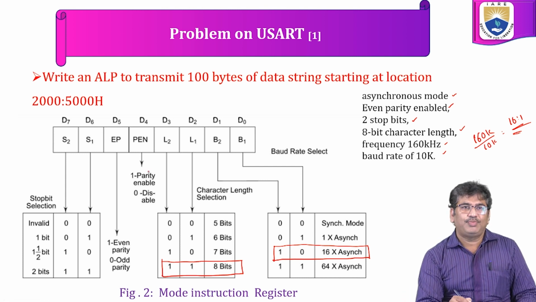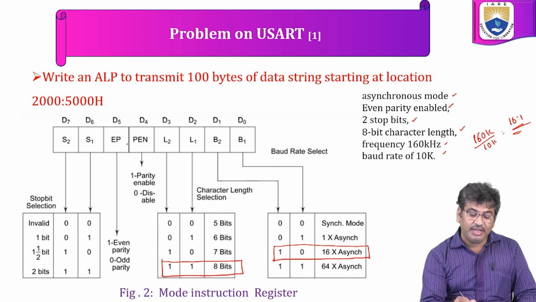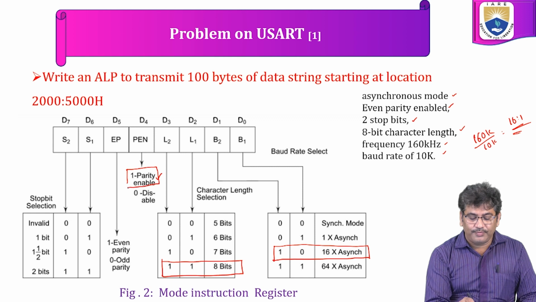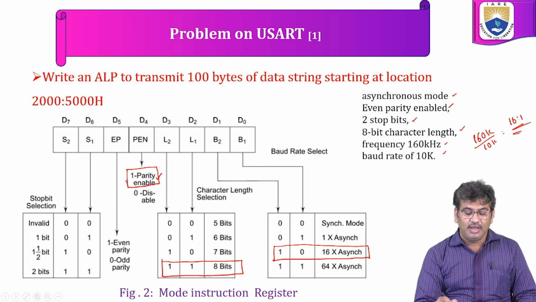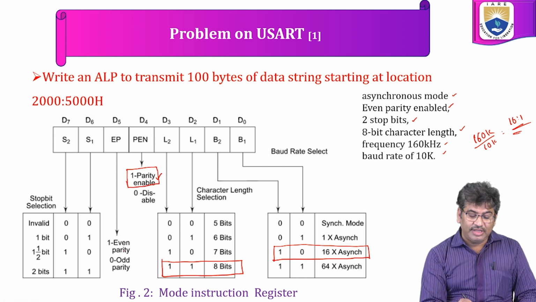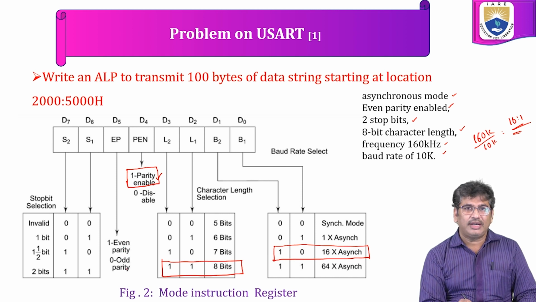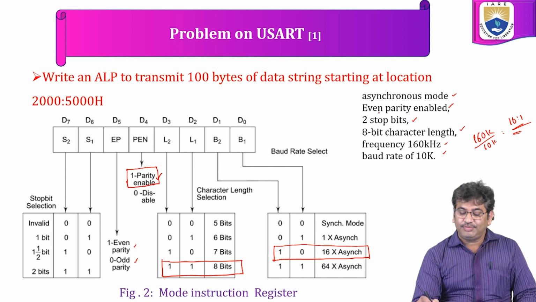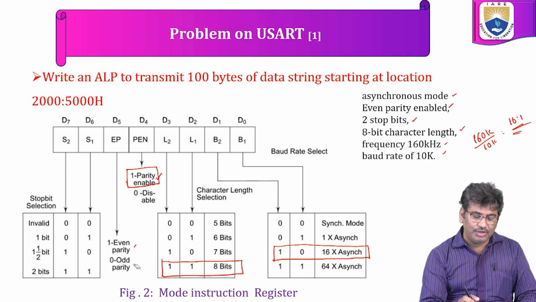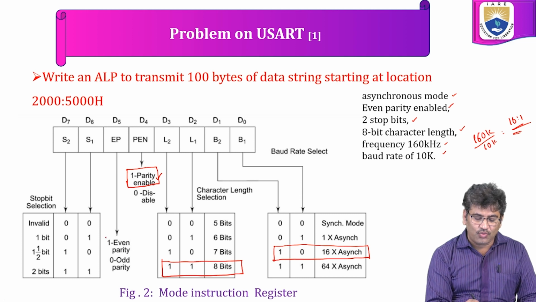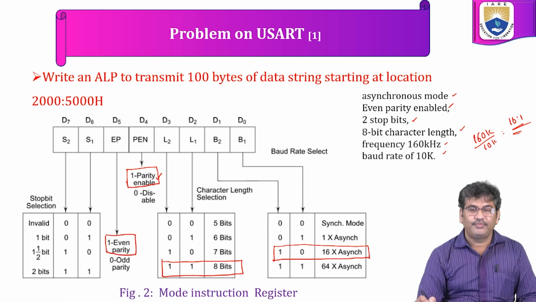The next bit corresponds to whether the parity is enabled or disabled. In the problem statement it is given that parity is enabled and the type of parity is even parity. So we are going to configure this bit as 1 for enabling the parity. Whenever the parity bit is enabled, we have to choose either even parity or odd parity. As per the problem statement, it is even parity.